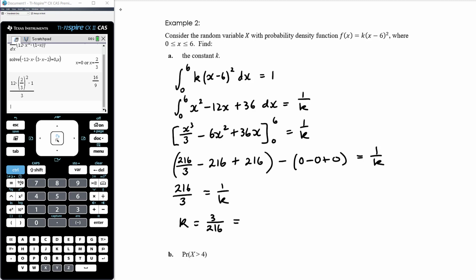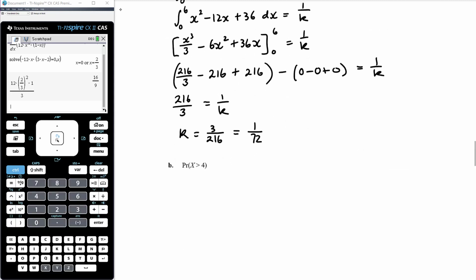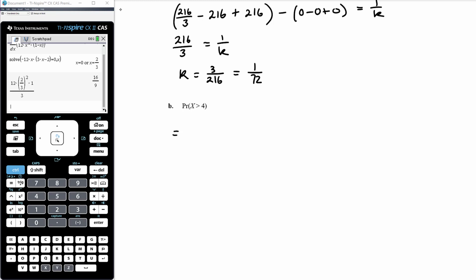And 3 over 216 should simplify, since 216 is 6 times 36. If we think about 216, I know it is 6 times 36 because it's 6 cubed. And so if I halve that to be 3, I double that to be 72. So it's 3 times 72. Therefore 1 on 72 is k. Find the probability that x is bigger than 4. Okay, so the probability that x is bigger than 4 is going to be the integral from 4 to 6.